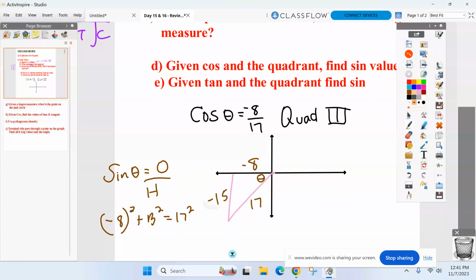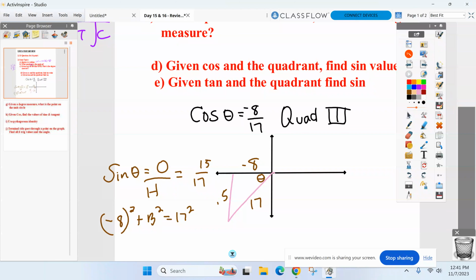Negative, right? So now when you go find sine, what's opposite? Negative 15 over 17. Now let's just say you're in the heat of the battle here in 48 hours, and you forgot to put that negative. It might happen. You forgot to put it in your answer. Why is that still wrong?